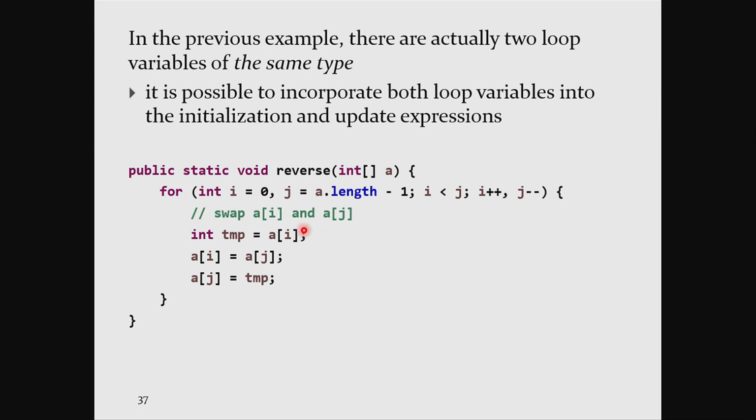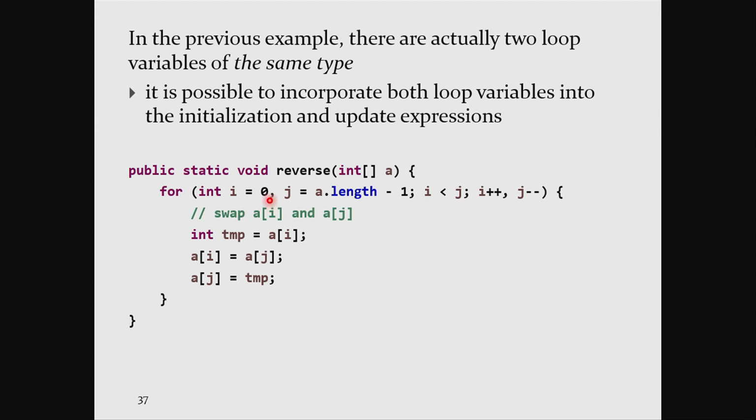Okay. Now, in that example, there's actually 2 loop variables, i and j. And they have the same type. If that's your situation where they have the same type, and it's not always that situation, but if it is, you're allowed to declare both of your loop variables in the initialization statement. But they have to be the same type. That's the big limitation to this.